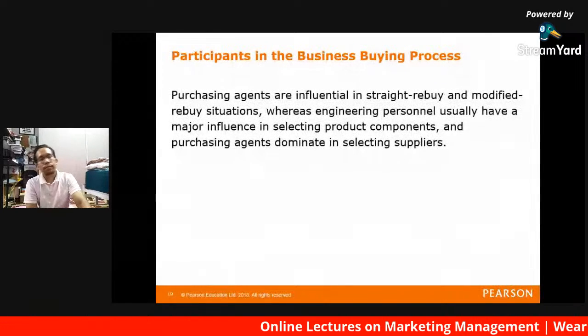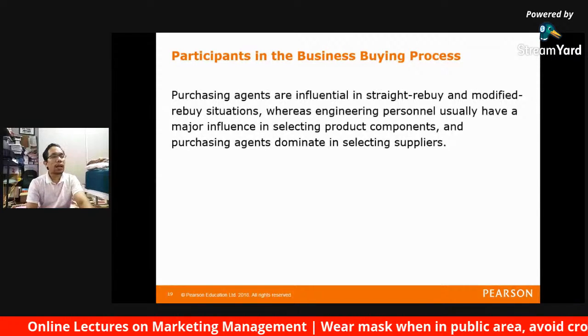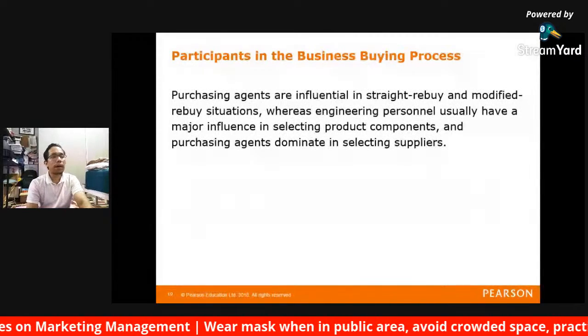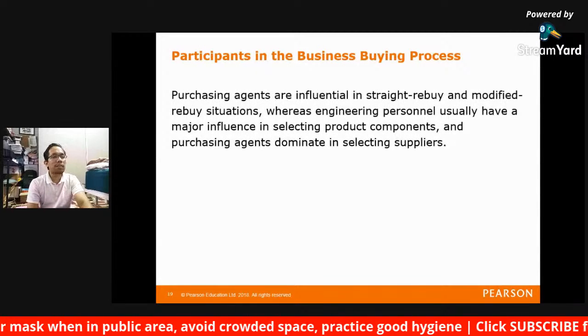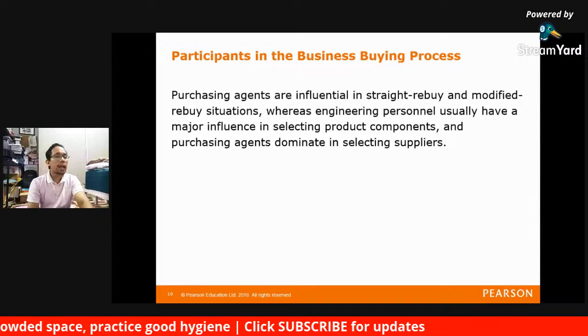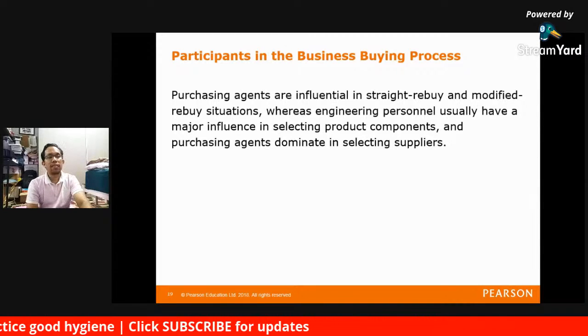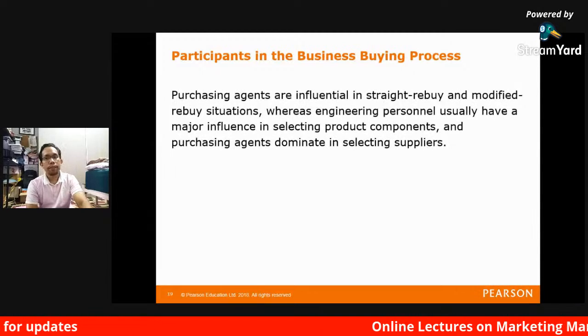Participants: who is involved in this? The purchasing agent is influential in straight rebuy and modified rebuy situations, whereas engineering personnel usually have a major influence in selecting product components, and the purchasing agent dominates in selecting suppliers.